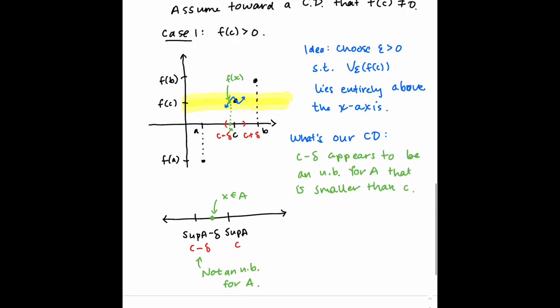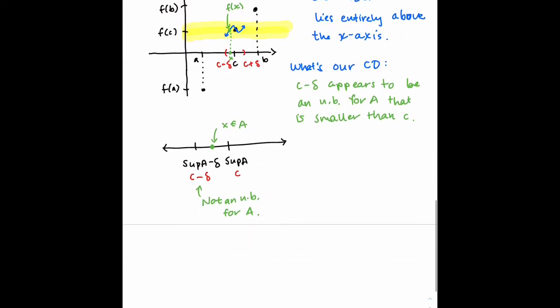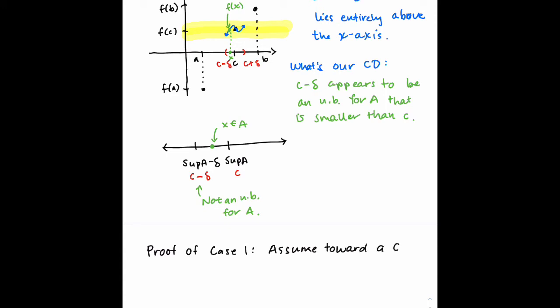So I'm going to write out the full proof of this. So this is the proof of case 1. So remember, we are assuming toward a contradiction that f of C is a positive number.